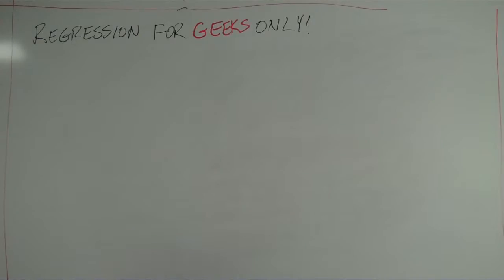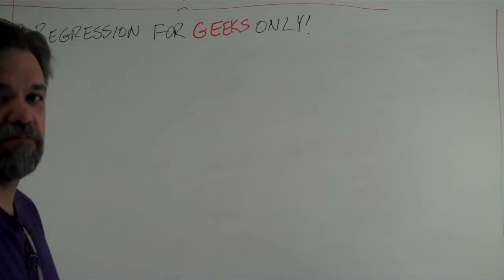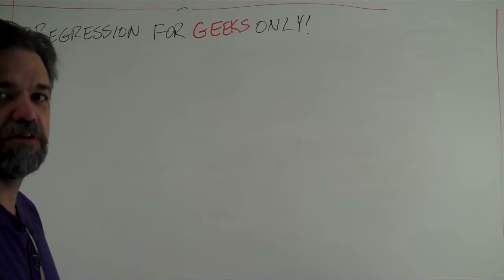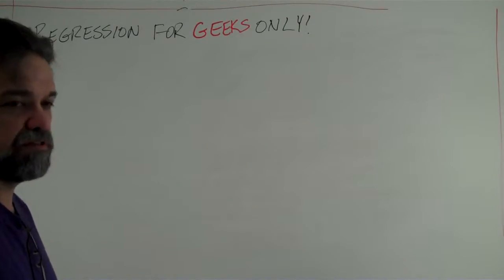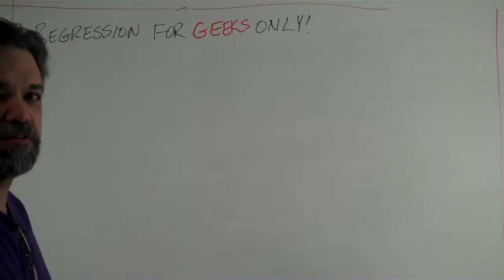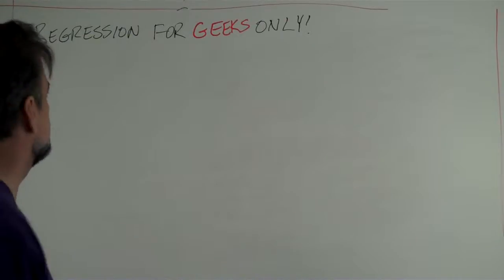Okay, so we've been talking about regression lines, and I've made some statements where I've kind of said, well, you should trust me, just believe what I say. That's not what mathematicians do, though. Mathematicians don't just trust you. Mathematicians like to prove exactly why something is the way it is.